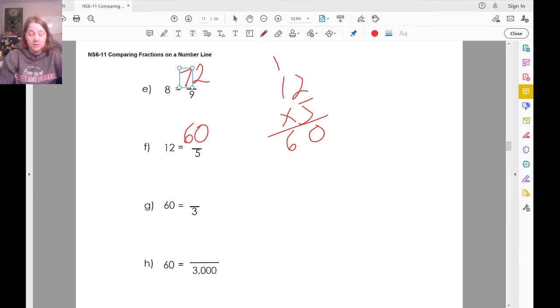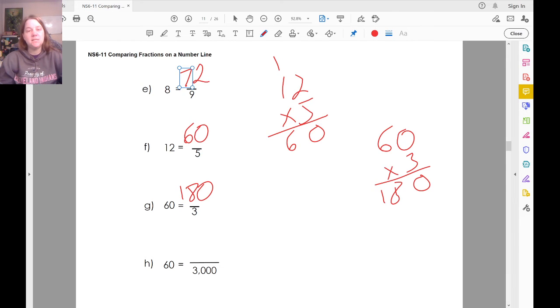60 pizzas cut into thirds, 60 times 3. 3 times 0 is 0, 3 times 6 is 18, so 180 pieces of pizza. Guys, we might have leftovers, just maybe. 60 pizzas cut into super small 3,000 slices per pizza. You're getting like slivers here. Let's go ahead and figure out what that would be.